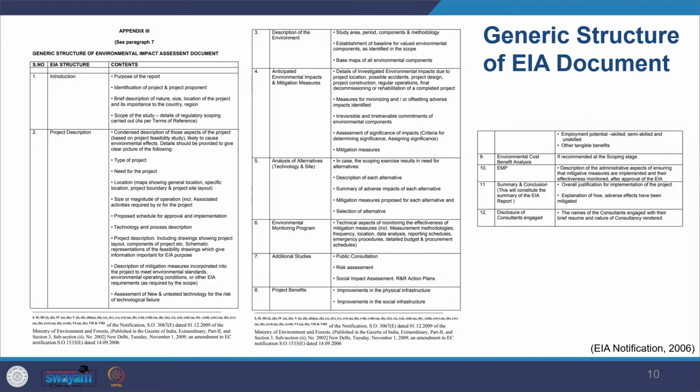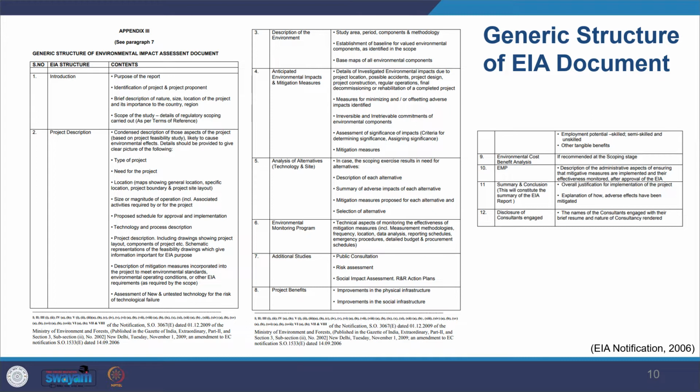And then in the seventh segment, any additional studies, any references which you have put together have to be placed here. The key point here is the public consultation. How you have undertaken public consultation has to be recorded, and what inputs you got from the public consultation and how they were taken care of has to be recorded here.